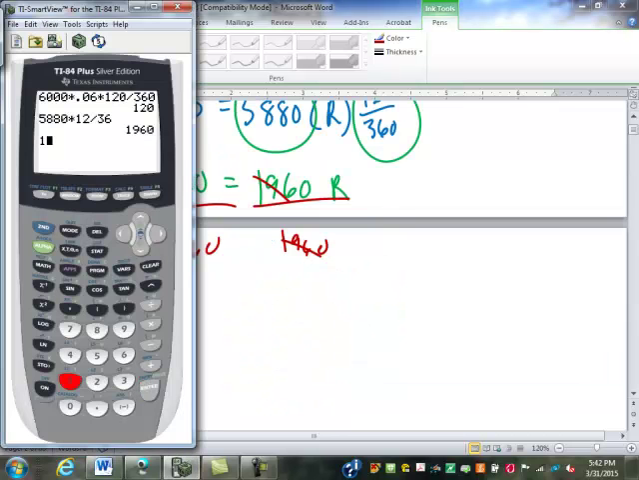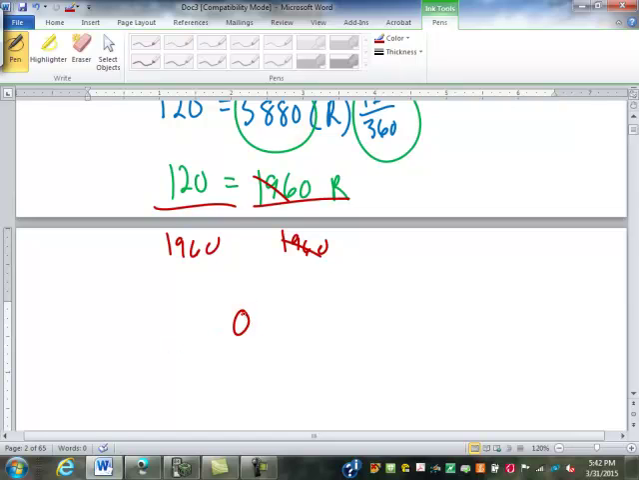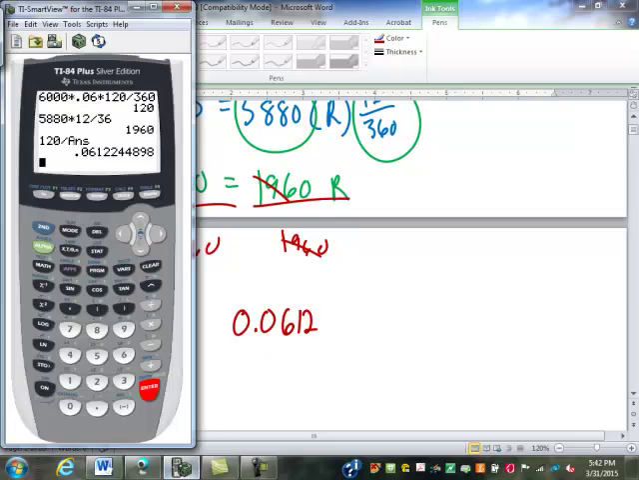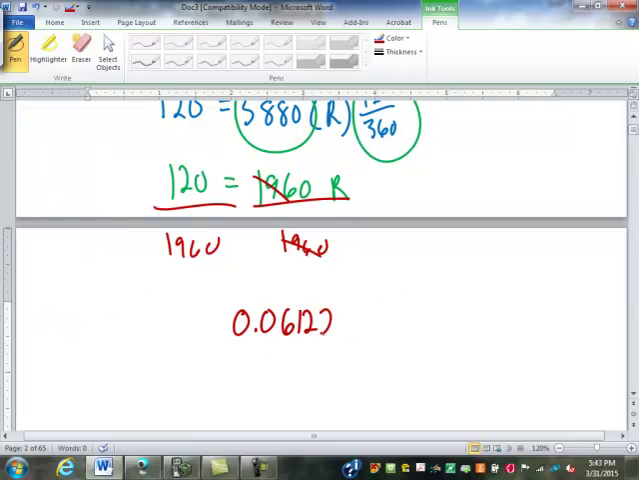120 divided by 1960 is 0.0612. We normally round to about 4 or 5 decimal places. I'm going to go one more, so 0.06122.